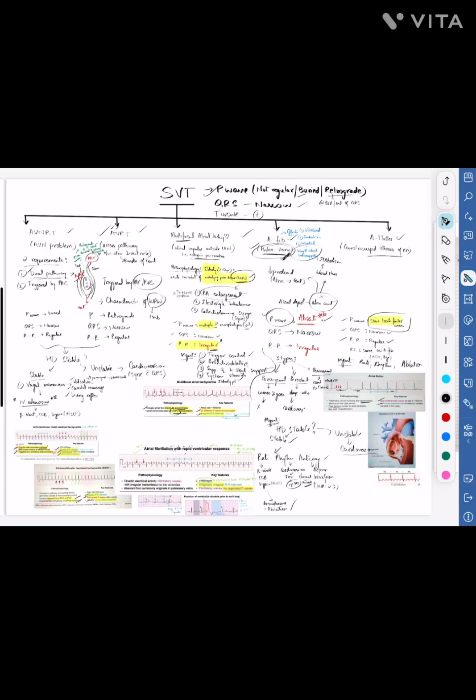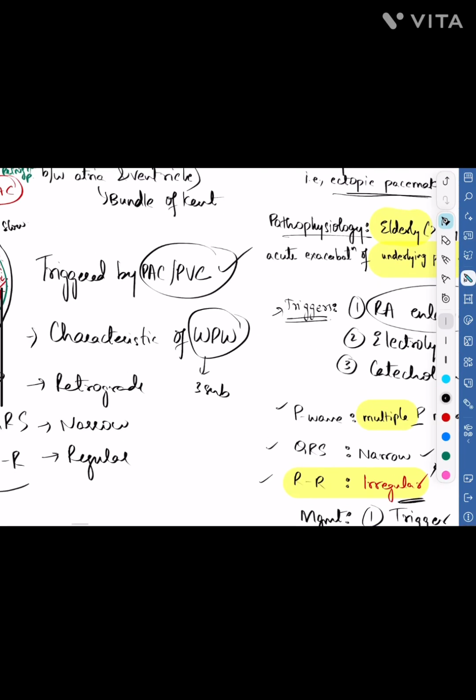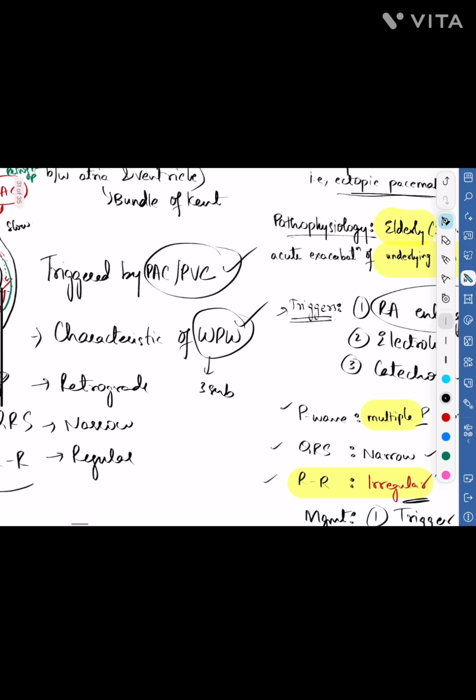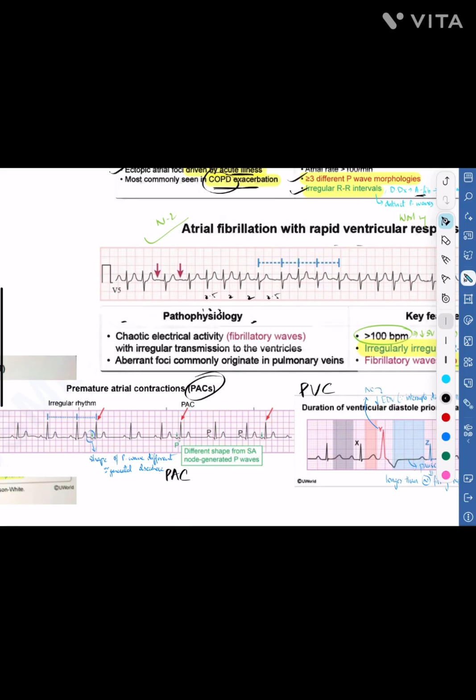Since we have completed atrial flutter and all these 5 different supraventricular arrhythmias, there's one more topic I want to discuss, that is about the PAC, PVC and Wolff-Parkinson-White syndrome. Let's discuss PAC and PVC. If you talk about PACs, the name is premature atrial complex. So from the name itself, we know that the atrial complex comes early, right?